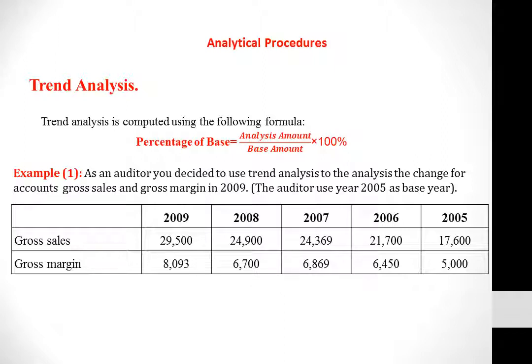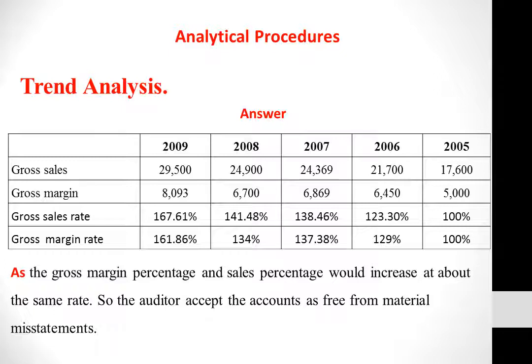Okay, let's discuss the solution of this example. Gross sales: we are going to use the formula current analysis divided by base analysis, multiplied by 100%. Sorry, I started from the last year, the year we are going to audit. I'm going to start from 2005, the base year, 17,600,000. Divided by 17,600,000 gives me 100%. This is the rate of gross sales in 2005.